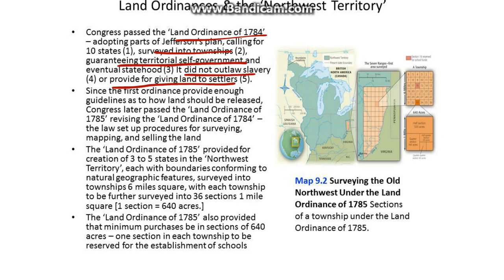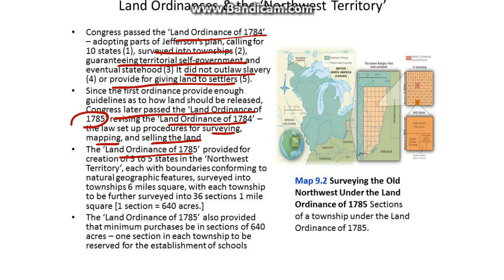Since the first ordinance did not provide enough guidelines as to how land should be released, Congress later passed the Land Ordinance of 1785, revising the Land Ordinance of 1784. This law set up procedures for surveying, mapping, and selling the land.